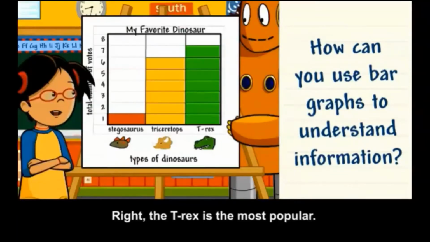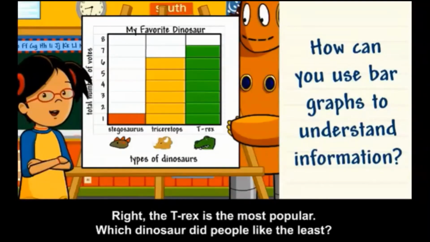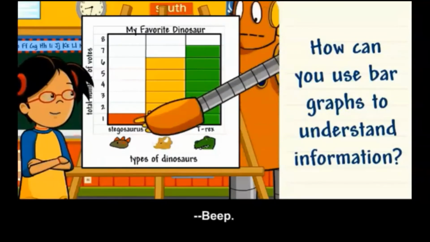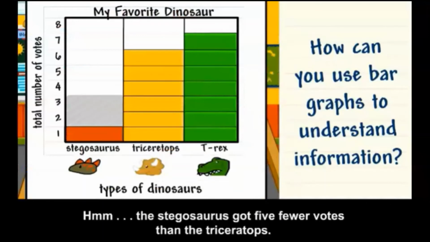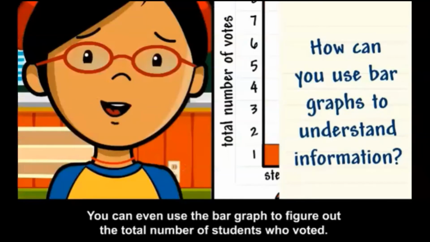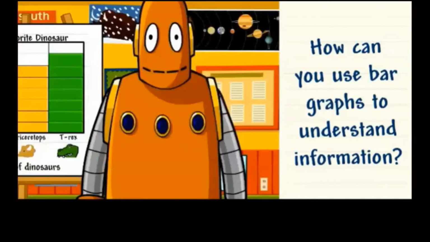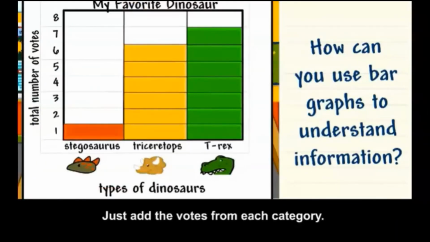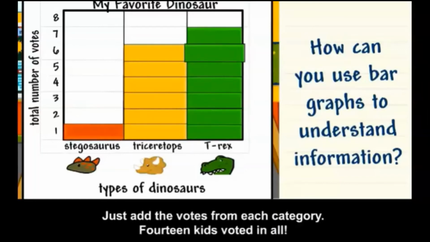Right, the T-Rex is the most popular. Which dinosaur did people like the least? The Stegosaurus got 5 fewer votes than the Triceratops. You can even use the bar graph to figure out the total number of students who voted. Just add the votes from each category. 14 kids voted in all.